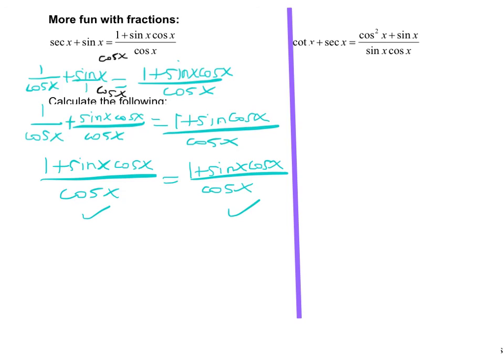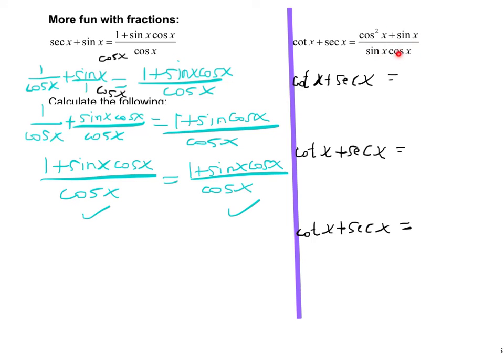Now with the second example, I'm going to work solely with the right side and try to make it look like the left side just to give you a different perspective. So I'm going to go ahead and just copy the left side down. Cotangent x plus secant x. And a couple more times. Cotangent x plus secant x. That's where I want to end. But I'm going to work with this right-hand side to see if I can get there. Now notice that this is a binomial, two terms added together over a single denominator.